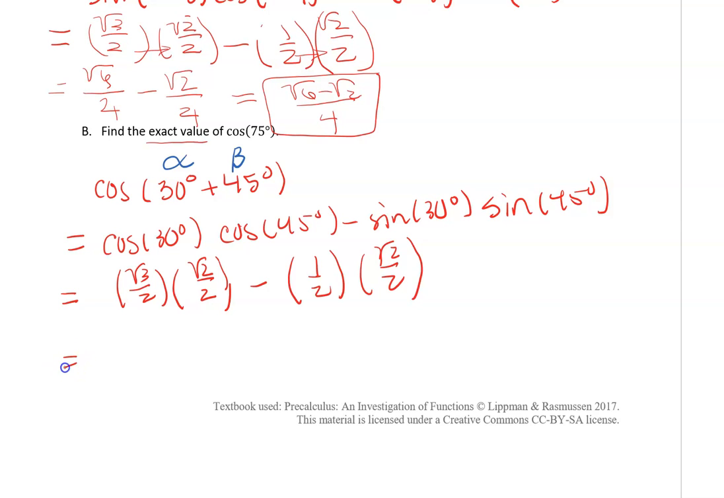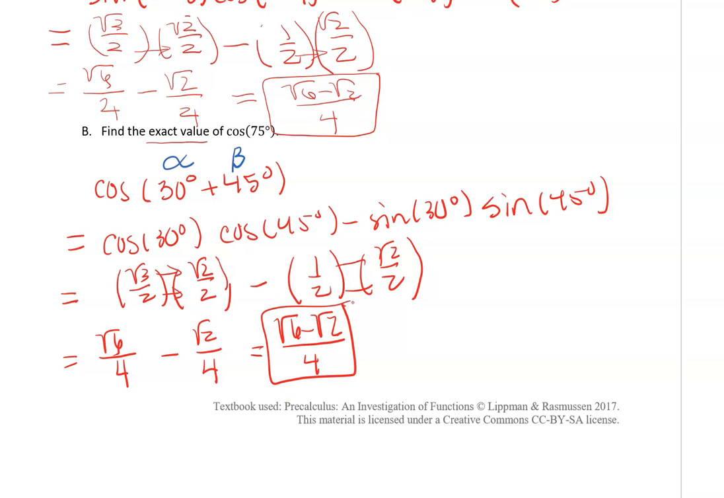So putting these together, similarly, you multiply tops and bottoms. That gives you square root of 6 over 4, minus, multiply tops and bottoms, that gives you square root of 2 over 4. So it gives me square root of 6 minus square root of 2 all over 4. And again, I'm able to get an exact value using my known values on my unit circle.